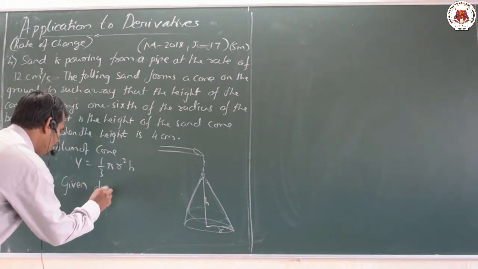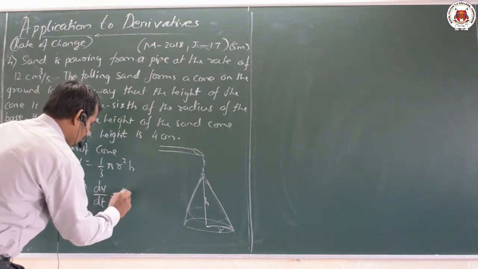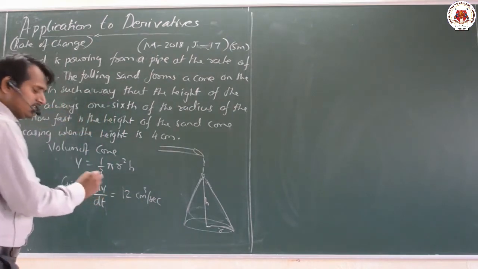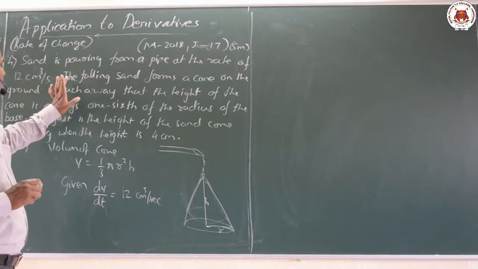Given dV by dt is equal to 12 centimeter cube per second. That is nothing but the rate of change of the volume of the cone. Now this is one data. Now let us read the second.